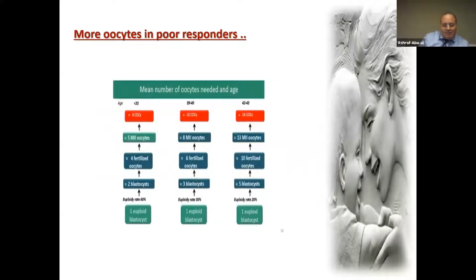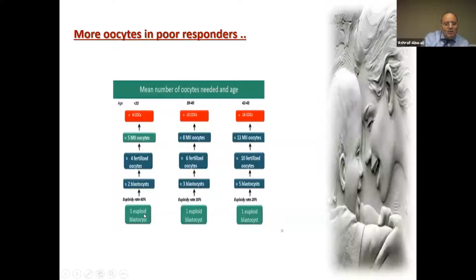Not only this, but also in poor responders, we should have more oocytes because, like we see here, in patients below 35 years, we should have 5 metaphase 2 oocytes to have 2 plus blastocysts on day 5. And of those 2 plus, only about 50 or 60% will be euploid blastocysts. And this is our aim.